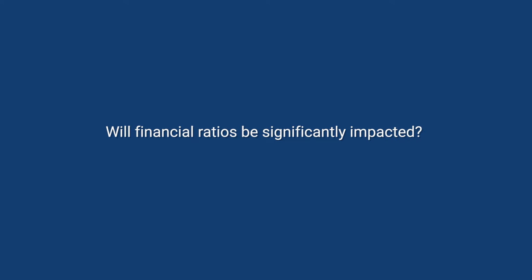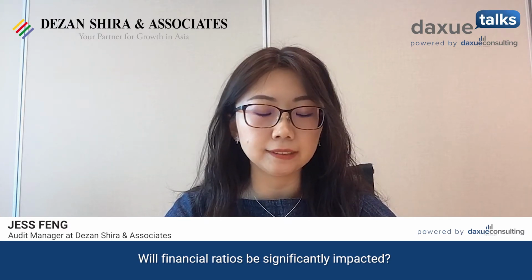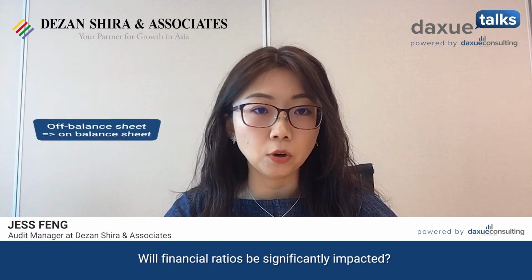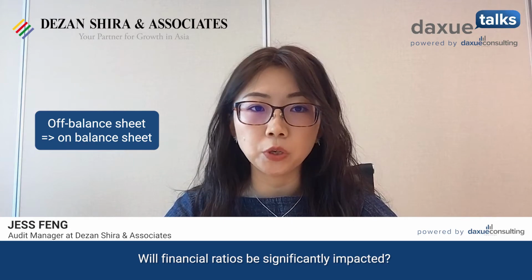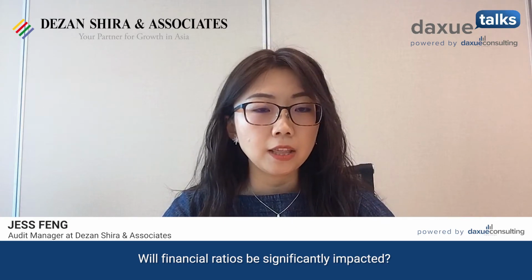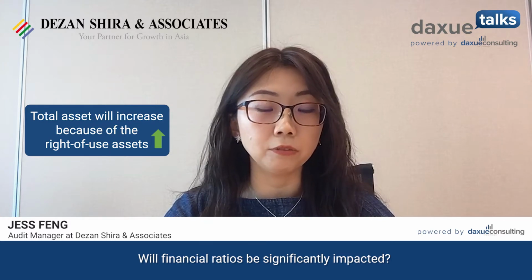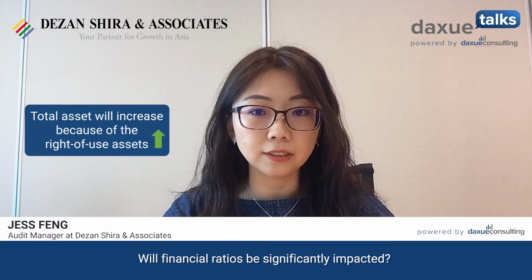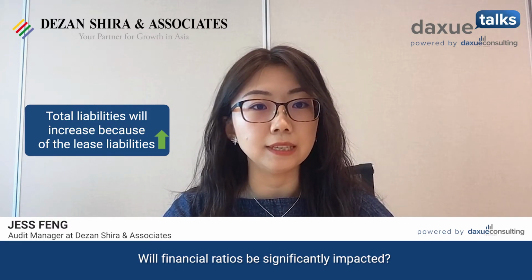Will financial ratios be significantly impacted? The new lease standard in China has significantly changed lessee accounting for operating lease. It has changed from off-balance sheet treatment to on-balance sheet treatment. So if we look at the balance sheet, the total asset will likely increase because of the right of use assets recognized, and the total liabilities will increase because of the lease liabilities.